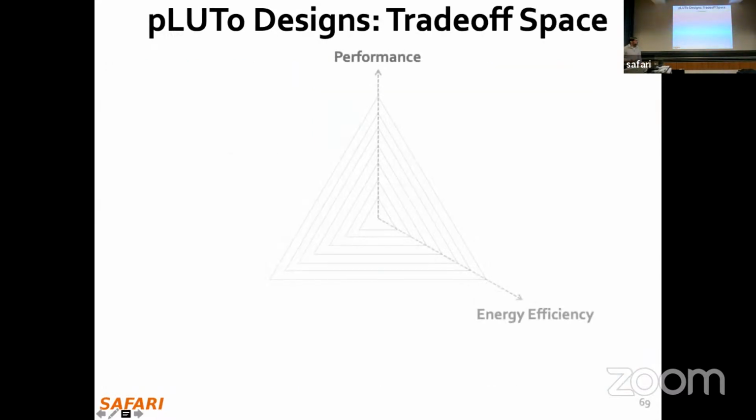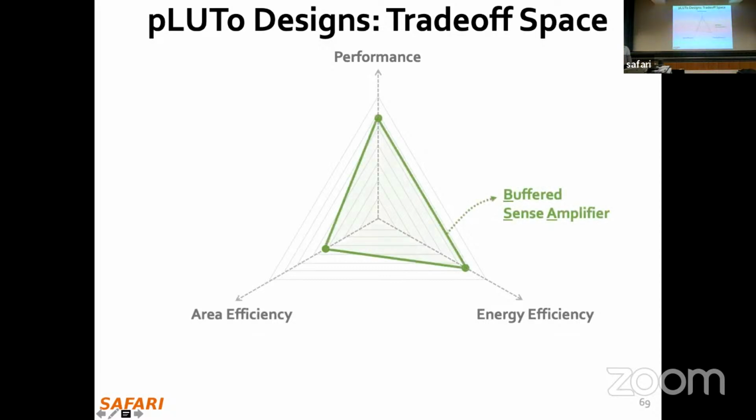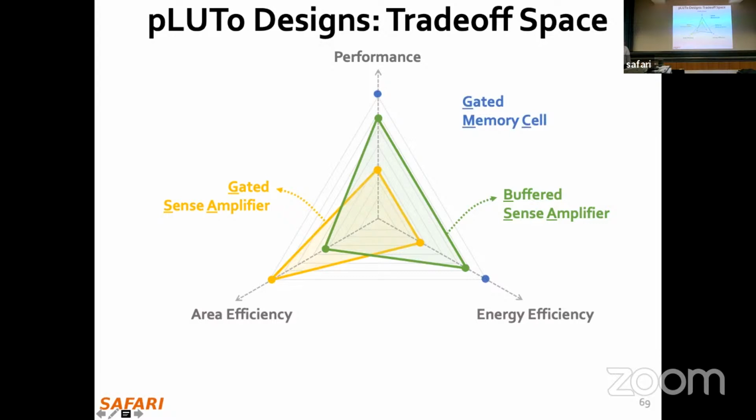In terms of trade-offs in performance, energy efficiency, and area efficiency, the first design, the Buffered Sense Amplifier, provides medium energy efficiency, area efficiency, and performance, so it's the most balanced design. The Gated Sense Amplifier design provides more area efficiency than the Buffered Sense Amplifier at the cost of lower performance and lower energy efficiency. And finally, the third design, the Gated Memory Cell, provides the highest performance and the highest energy efficiency at the cost of the lowest area efficiency.